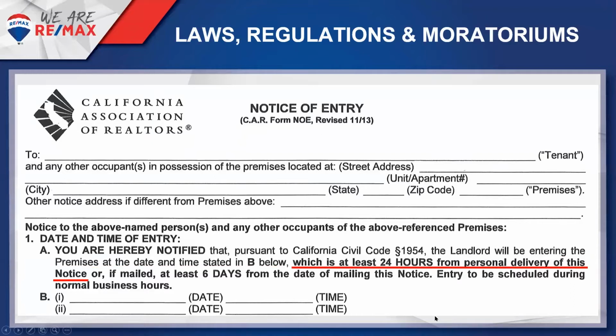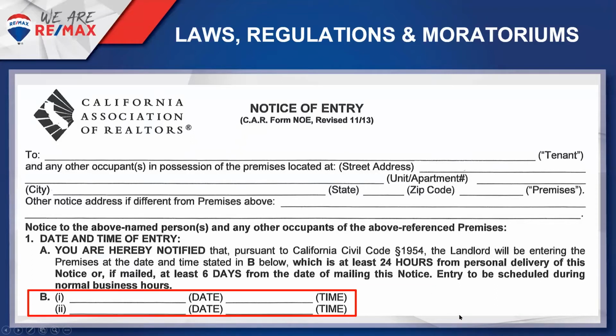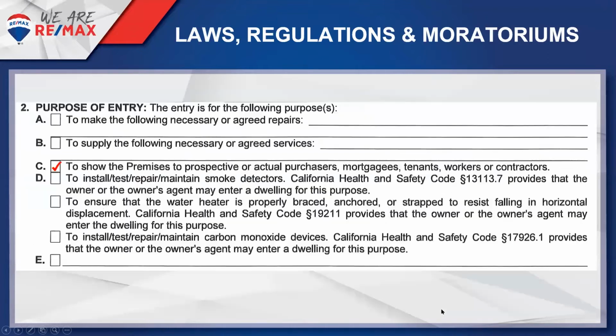It must be 24 hours notice if you personally deliver this notice, or if you mail it, you have to mail it 6 days in advance of entry. So mailing is probably not a very practical aspect of providing this notice. You state the date and time that you're going to enter, and it gives you a couple of options to list. Now, you're entering the property, in this case, not a property manager making repairs or providing services. You're entering the property to show the premises to prospective purchasers.